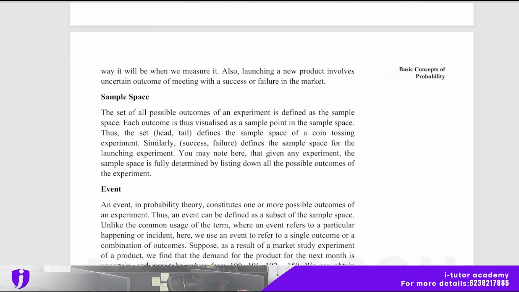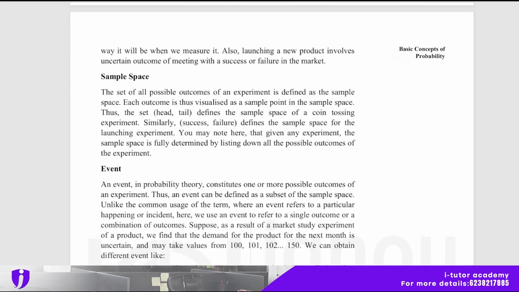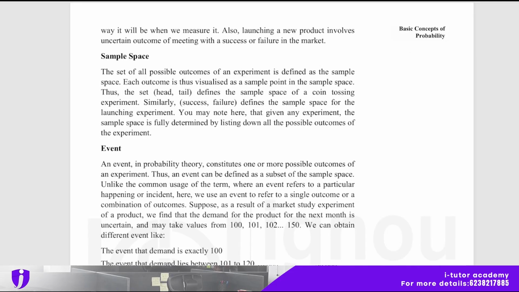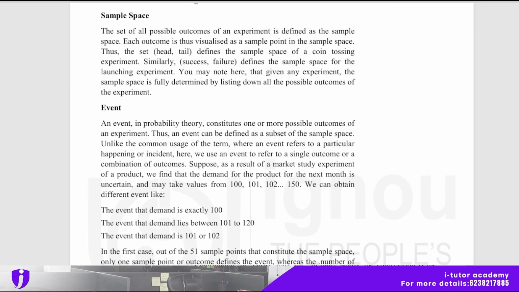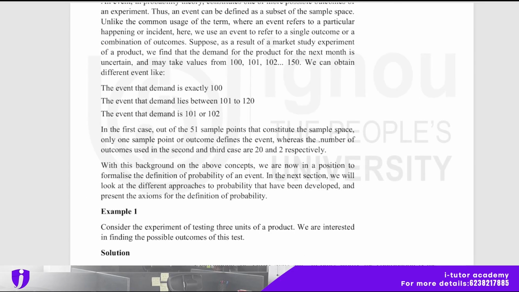An event in probability theory constitutes one or more possible outcomes of an experiment. Thus, an event can be defined as a subset of the sample space. Unlike the common usage of the term, where an event refers to a particular happening or incident, here we use an event to refer to a single outcome or a combination of outcomes. And example 1 is here.